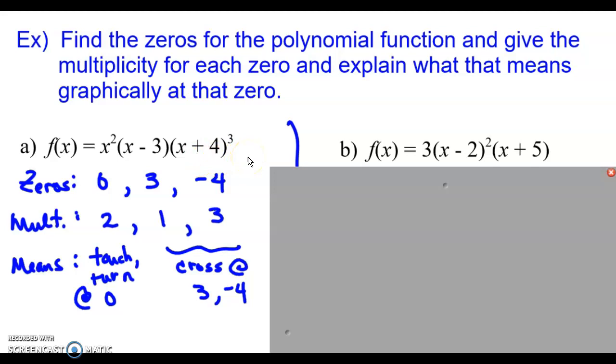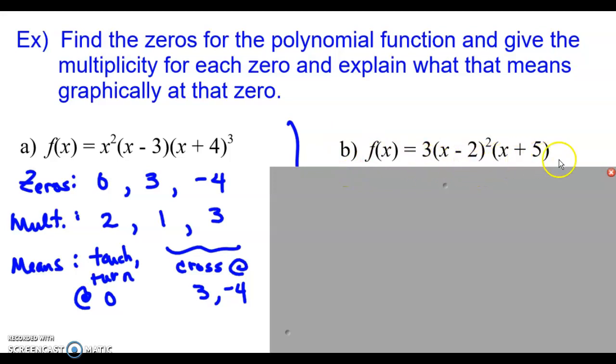Why that's significant is because when I have even multiplicity, I'm going to be touching or turning at that particular 0. So we're going to touch and turn at 0. At the 3 and negative 4, we are actually going to cross because those multiplicities are odd. Take a look at this next example.